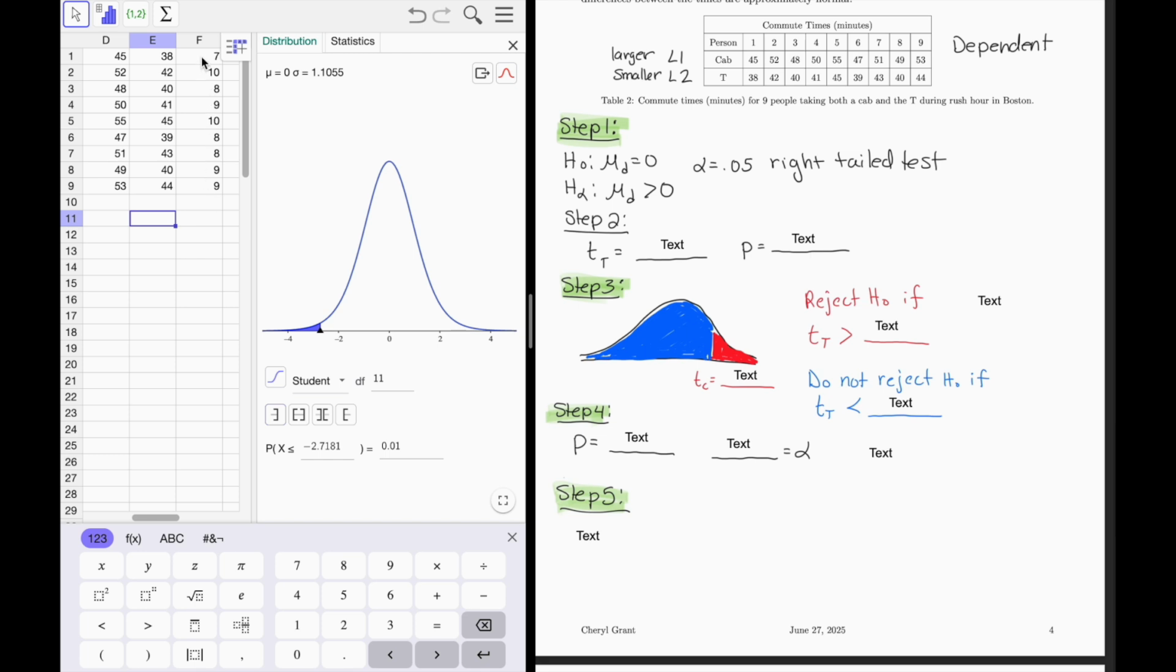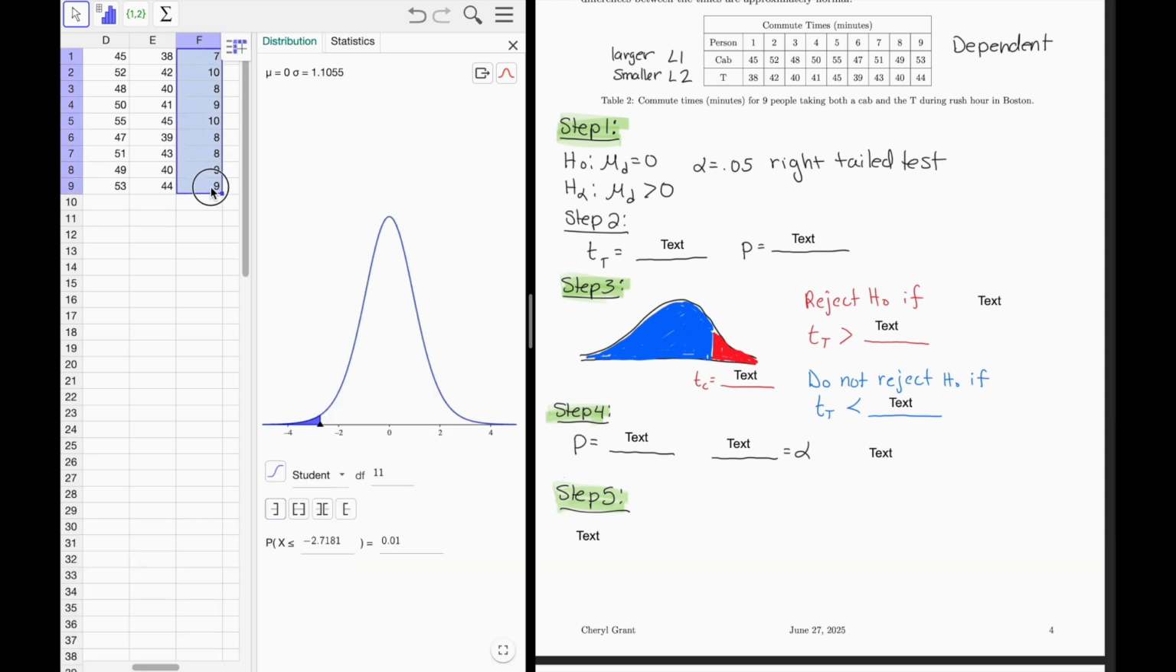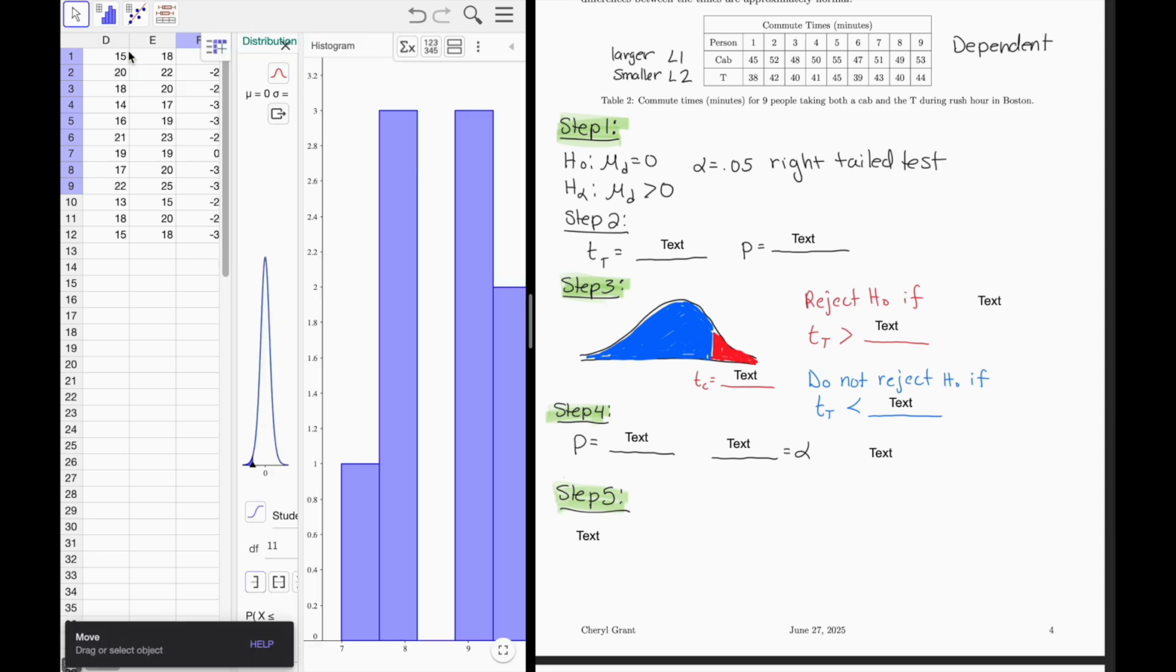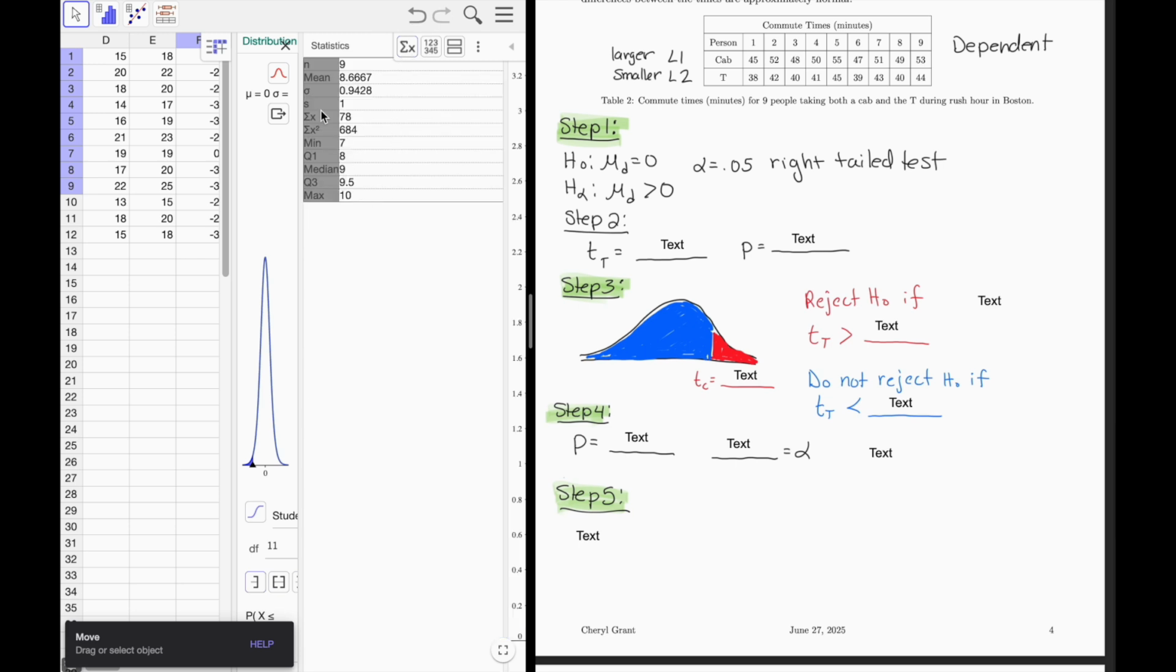So we need to run a t-test on these differences, which means I need to know what the mean and standard deviation values are. So I'm going to highlight all of my values, hit the histogram button, choose one variable analysis, and then I'm going to choose this symbol here, the sigma with the X, to get my statistics. And we have, let's see, here's the mean, 8.6667. So let's put that in our notes here.